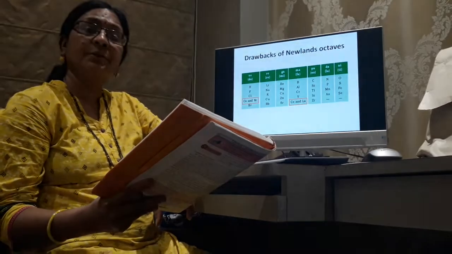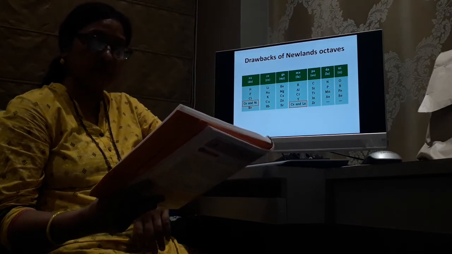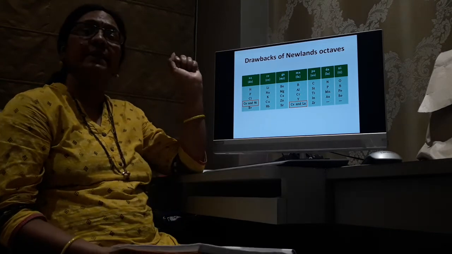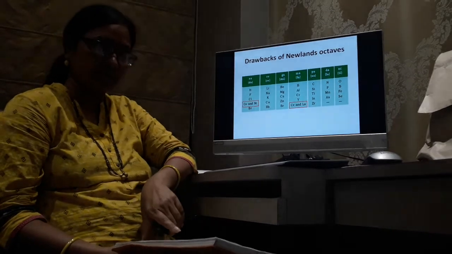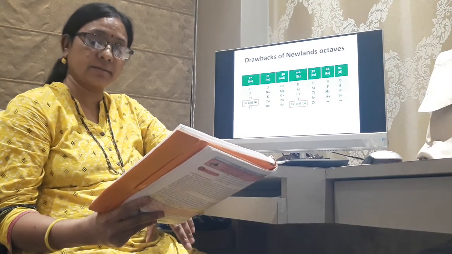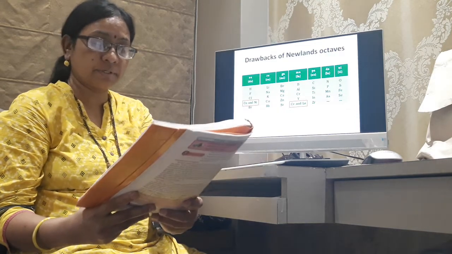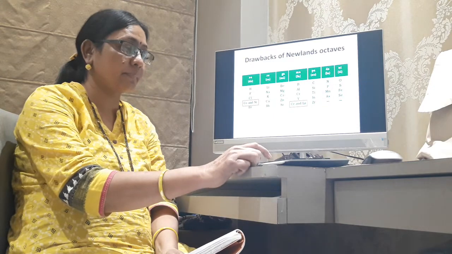Also, Newlands' octaves did not have provision to accommodate the newly discovered elements. When elements were later discovered, they did not have a place in Newlands' table. The properties of the new elements discovered later on did not fit in Newlands' law of octaves.